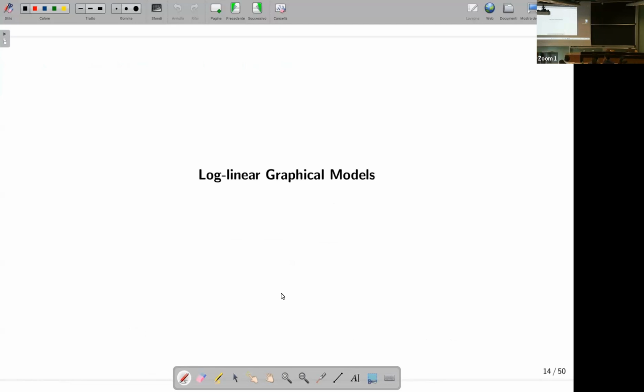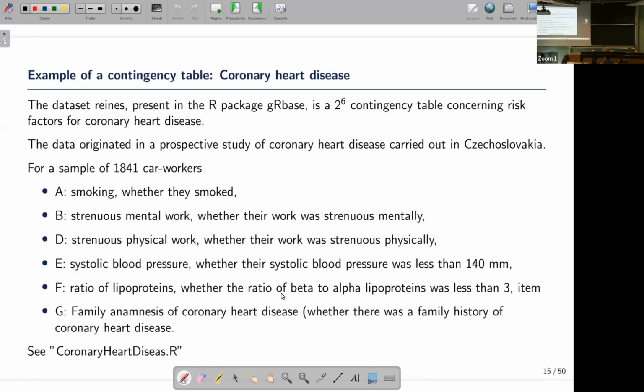We have already said something about log linear models, right? Do you know log linear models, by the way? Have you used them for contingency tables? Maybe some small contingency tables? Yes? Anyway, I will give you some hints again.